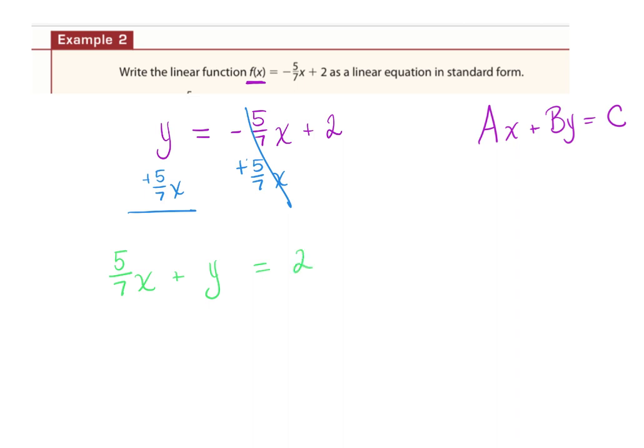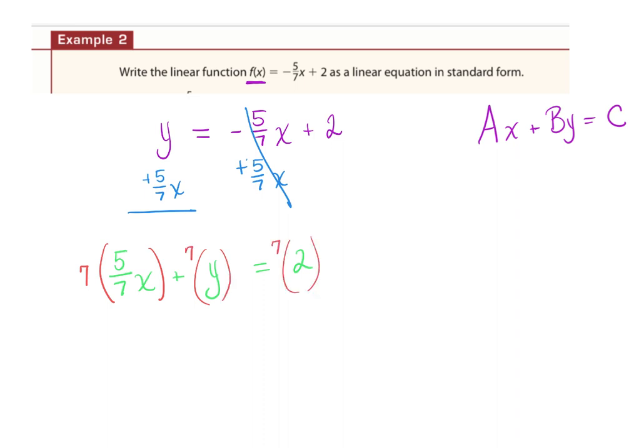Now remember I said that your a, b, and c are never going to be fractions when it's in standard form. So my problem here is that I have a fraction. So what I am going to do is get rid of my fractions. The way you get rid of a fraction is to multiply by your common denominator. Two of them don't have a denominator, so technically it's a 1. So I really only have to worry about one fraction here. What is the denominator of this fraction? 7. So I am going to multiply every single one of these by 7.